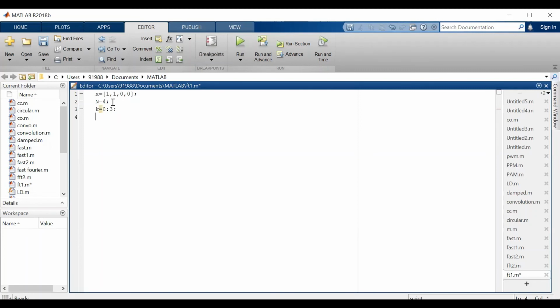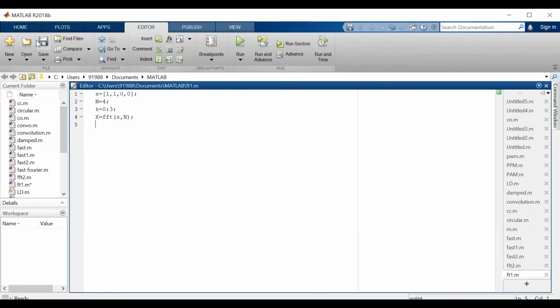Now, to find the DFT, capital X is equal to FFT of your sequence x, and then give the capital N value. So this is how we can find the DFT. Capital X is equal to FFT of the sequence, comma, capital N. Now, you all know what X is. We are finding X from the sequence, and it is a fast Fourier transform. If you find the value of X, we get a complex number.